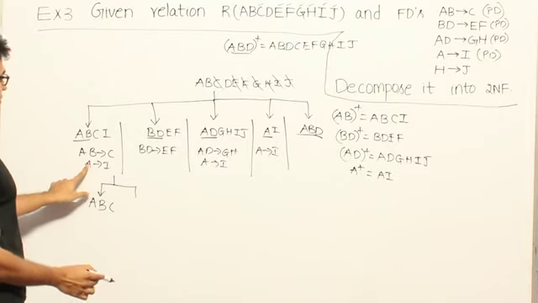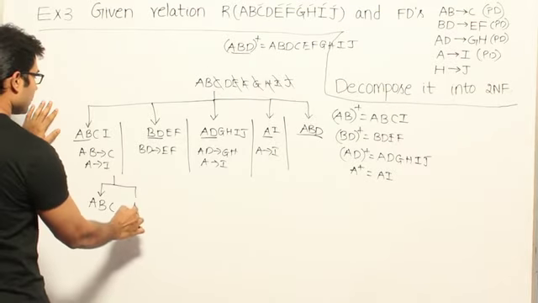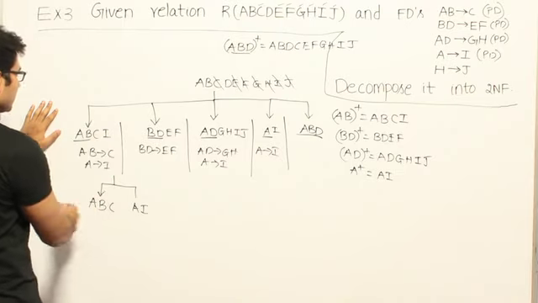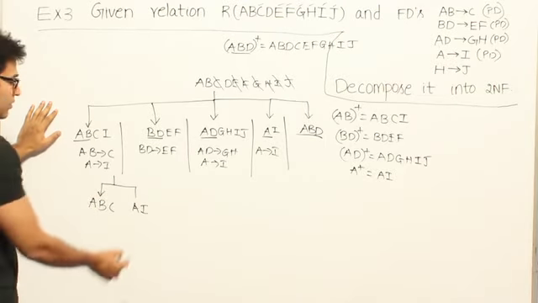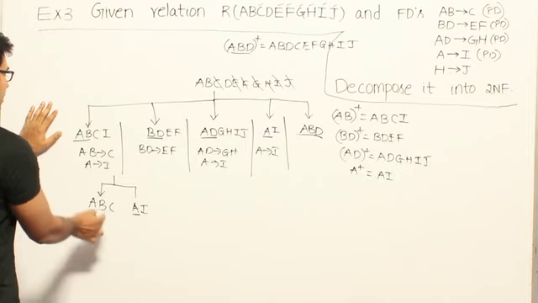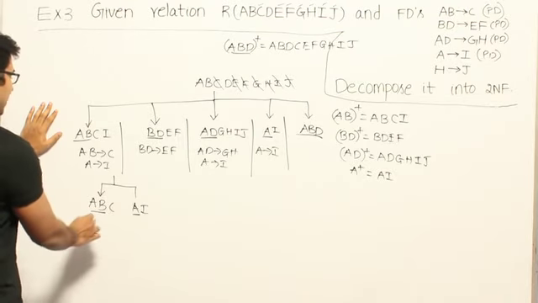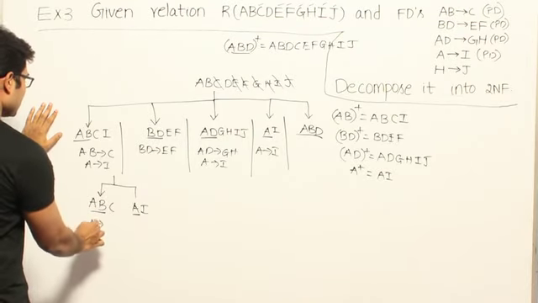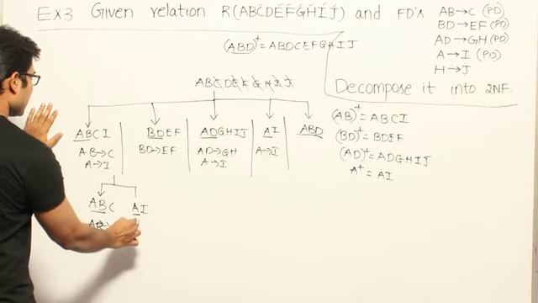See how to decompose it? Find out A plus. If I find A plus, I will get AI. Therefore AI will go into the other table, and A, B, C will remain in one table. For this table A will be the candidate key, and for this table AB will remain as the candidate key. Now the functional dependencies will be AB determines C and A determines I.